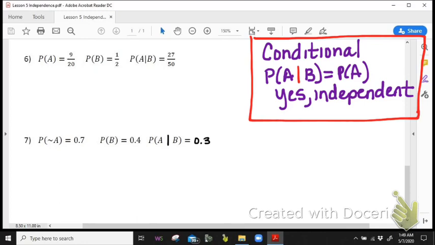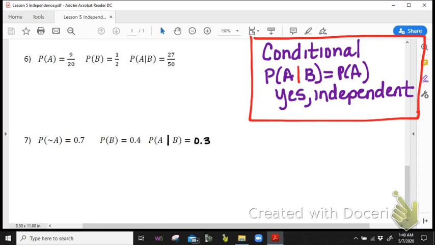Okay, so as we go into 6 and 7, now we're going to practice using the second test for independence, and that's for conditional probability, and that's that the probability of A given B is equal to the probability of A. If the probability of A given B is equal to the probability of just A without that condition, that means that A and B are independent events. So here, there's no multiplying that we need to do. So that makes this formula slightly simpler than the first one. So what we're doing is comparing.